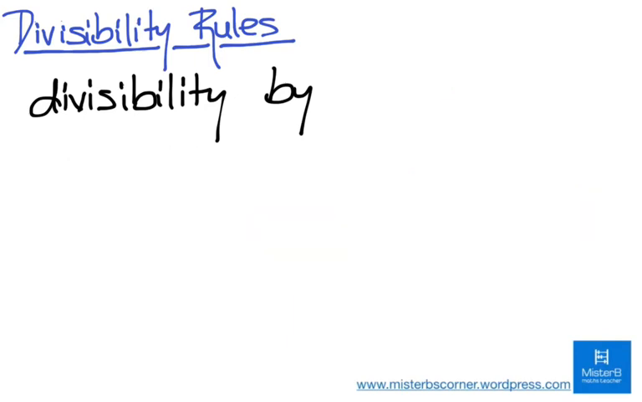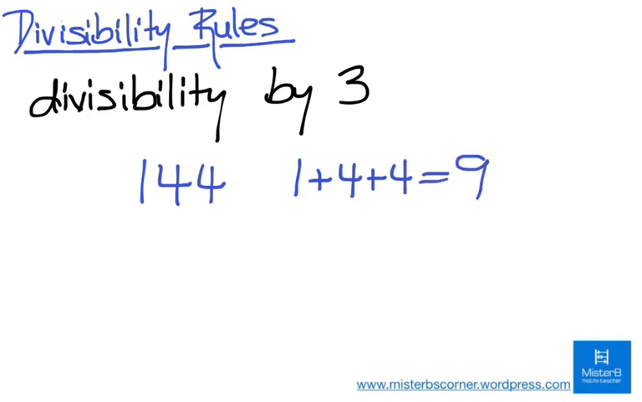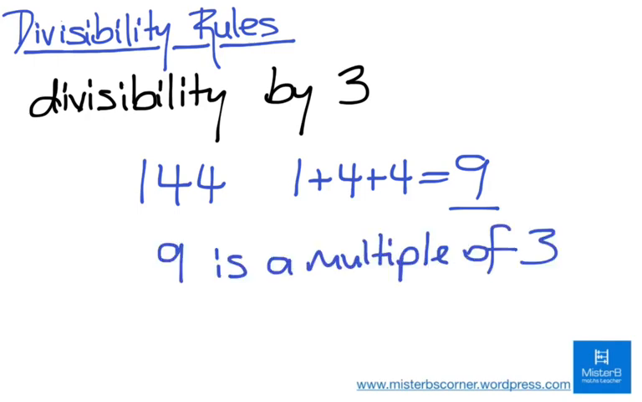Now you may say, what about 3? Well, there you go. Divisibility by 3 is that you have to add the digits of the given number, and it must be a multiple of 3. For example, if you have 144. Is it divisible by 3? Well, to check it out, you have to say 1 plus 4 plus 4, and this gives you a 9. Now, 9 is a multiple of 3. Therefore, yes, 144 is divisible by 3.